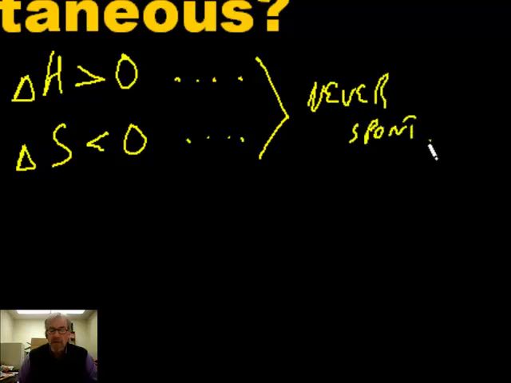So that sets us up for today's discussion. We know that when the signs are opposite, it's either always or never spontaneous. When delta H is positive and delta S is negative, it's never spontaneous. When it's the other way around and delta H is negative and delta S is positive, it's always spontaneous. But what about this? What if delta H is positive and delta S is positive?